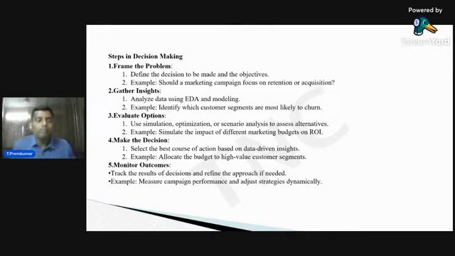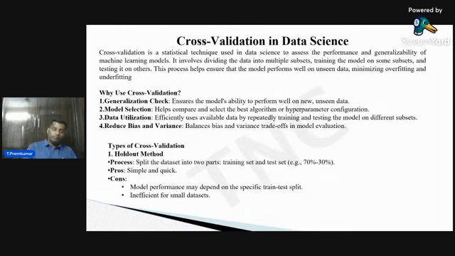In decision making, we select the best course of action based on the data-driven insights. The next step is monitor outcomes, which tracks the results of the decisions and refines the approaches if needed. Okay, then the next topic is cross validation in data science.